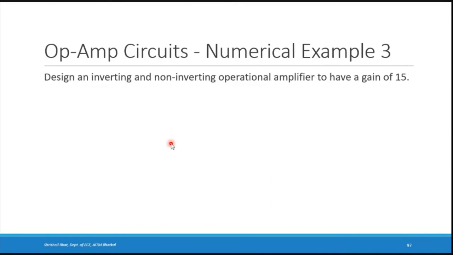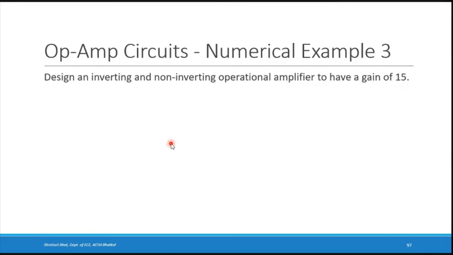To take another example, here you are asked to design an inverting and non-inverting operational amplifier to have a gain of 50. So here, you have not been given any component values like resistances or input voltage. You have been given the gain. You are asked to design an inverting and non-inverting operational amplifier. So it's actually two different problems. One is an inverting amplifier with a gain of 15. Another one is a non-inverting amplifier with a gain of 50.